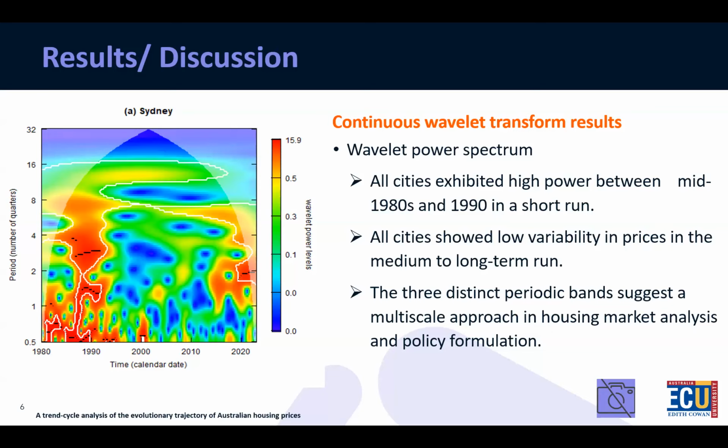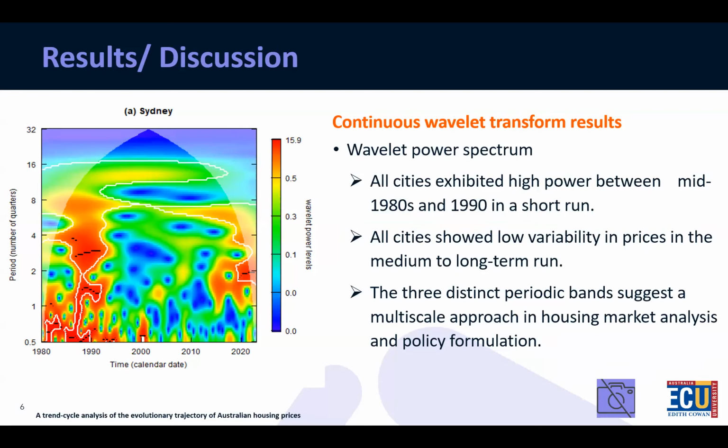So I have 8 of such figures, one corresponding to each city, that's the power spectrum, where I show Sydney for the purpose of this conference, but I'll talk about the others as well. So here, the vertical axis represents the scale or period in quarters, while the horizontal axis represents time in calendar dates. And the more red the color, the higher the variability in the prices. And then the more blue, the lower the variability in these prices. So here we found that all the cities exhibited higher variability in prices between the mid-1980s and 1990.